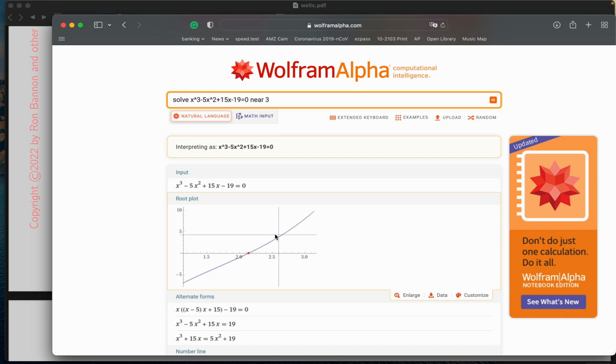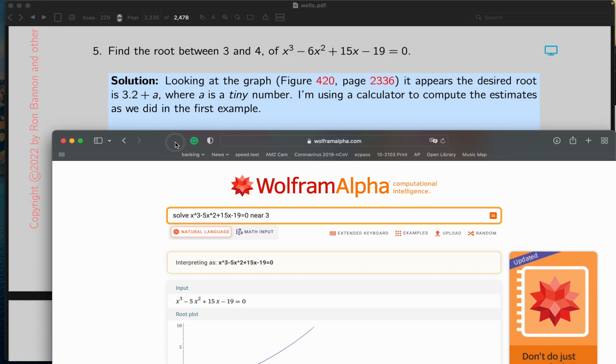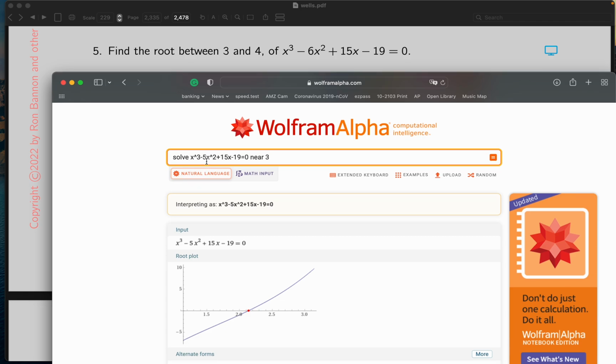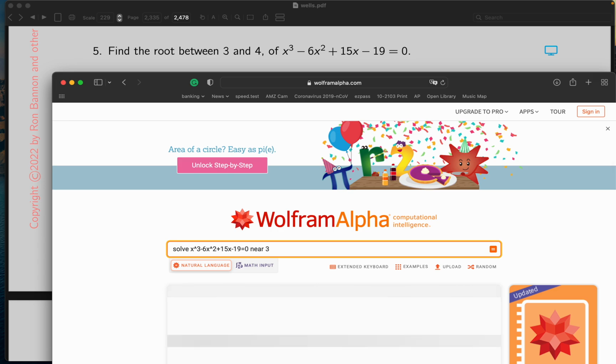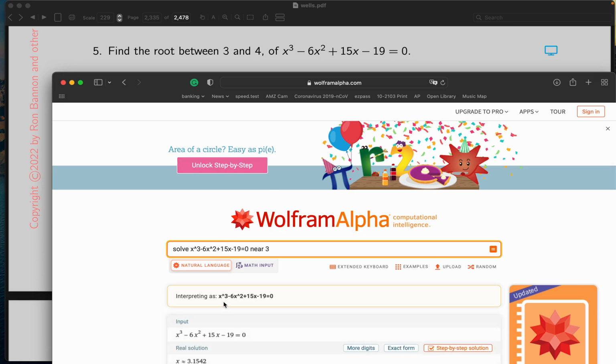Okay, I want to point out they do give me a picture over here. Did I type it in wrong? Let's take a look at it. X cubed, oh, I see now. I typed it in wrong. Let me retype it: minus 6x squared plus 15x minus 19 near 3. Do that again. One thing I like about Wolfram Alpha is it retypes what I said. It's interpreting x cubed minus 6x squared plus 15x minus 19.